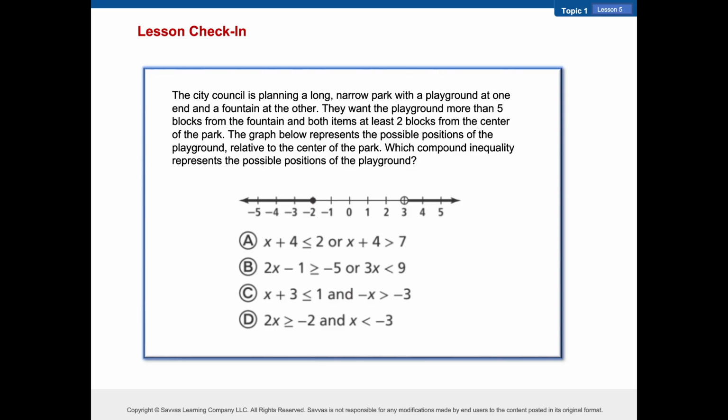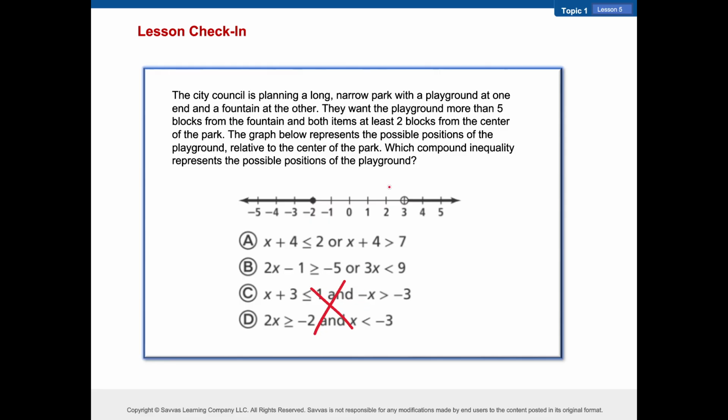The city council is planning a long, narrow park with a playground at one end and a fountain at the other. They want the playground more than 5 blocks from the fountain and both the items at least 2 blocks from the center of the park. The graph below represents the possible positions of the playground relative to the center of the park. Which compound inequality represents the possible positions of the playground? I see that they're shaded apart from each other. So automatically C and D are eliminated.